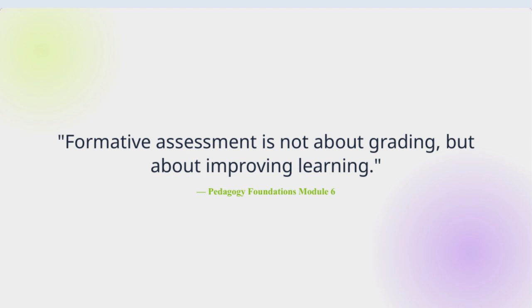Remember, the goal here is to create a learning environment where assessments serve as a stepping stone for improvement, not just a final judgment. This mindset is fundamental to effective teaching and aligns with our broader aim of enhancing student success.